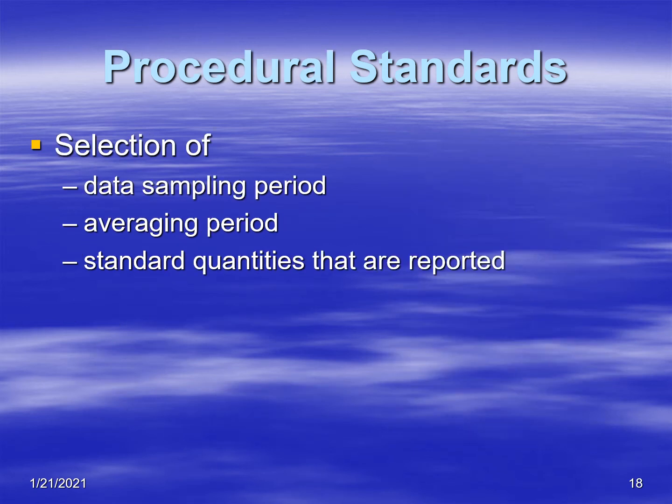There are also procedural standards, and procedural standards are how we measure things. What is the procedure for measuring things? How often should you measure air temperature? How do you average the wind speed? Do you look at the last 10 minutes or do you average over the entire hour? Or is it just 2 minutes? So people have come up with agreements on how to measure these things.